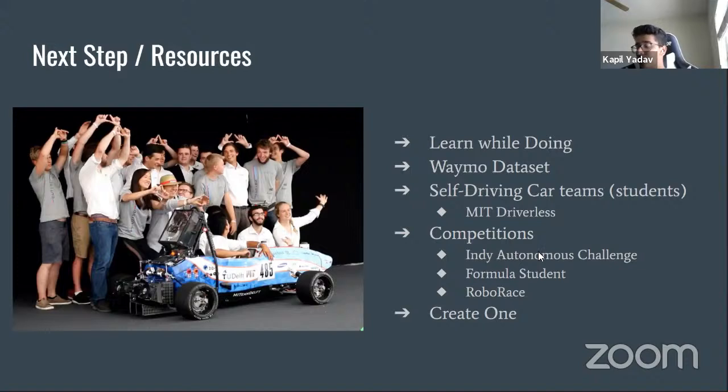The Autonomous Challenge is a big one that's coming up pretty soon, in a couple of months, that most car teams are going to. And then there's also Formula Student. This one's more international, like Formula Student Germany, Formula Student Europe, but a lot of United States teams go to this too. Another is Robo Race, which is essentially the same thing as the Autonomous Challenge, but the difference is they do it every month or so.